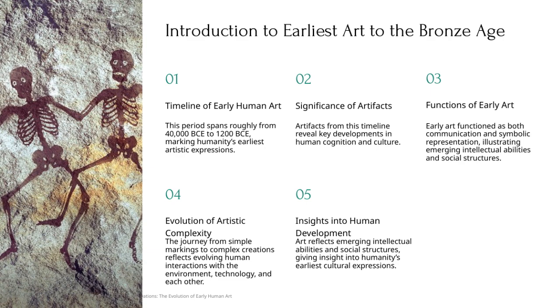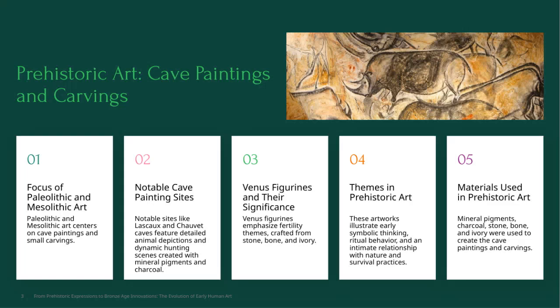When we look at Paleolithic and Mesolithic art, the primary focus is on cave paintings and small carvings. These early artists used natural materials like mineral pigments and charcoal to create vivid images. Some of the most famous examples can be found in caves like Lascaux and Chauvet, where detailed depictions of animals and dynamic hunting scenes come to life on the walls.